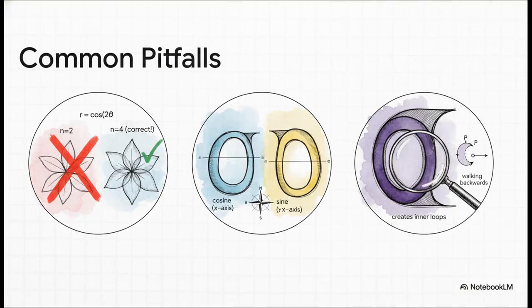Okay, here are the top 3 mistakes people make. First, forgetting that the even n doubles the petals in a rose curve. It is so easy to forget that one. Second, mixing up the orientation. Just remember, cosine is tied to the x-axis, so it opens left or right. Sine is tied to the y-axis, so it opens up or down. But that third point, ignoring negative r values, that's the one that really deserves a closer look.